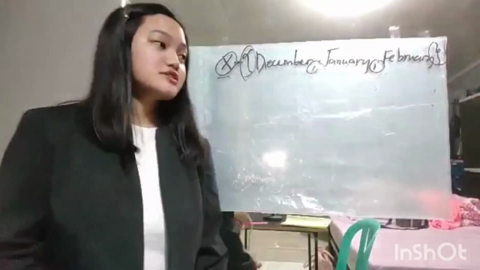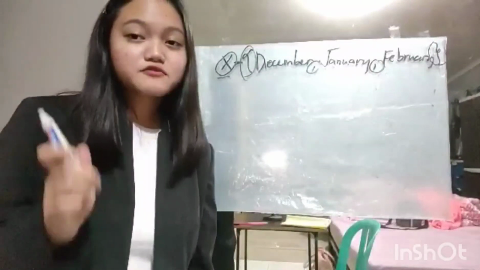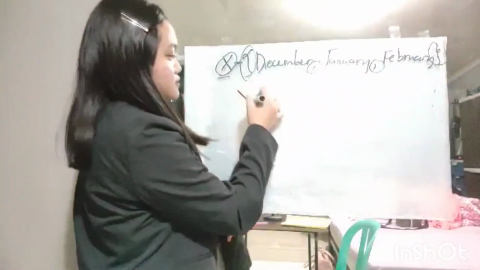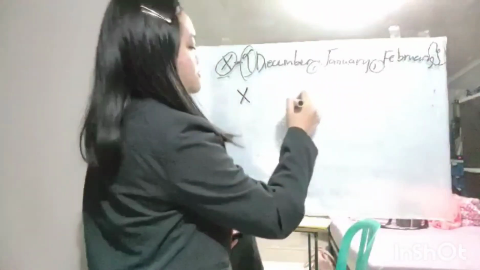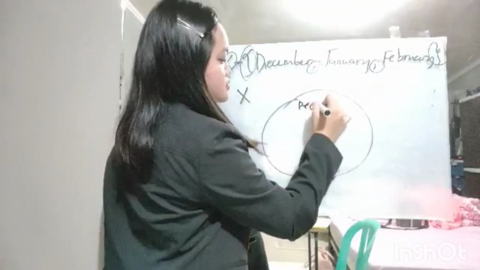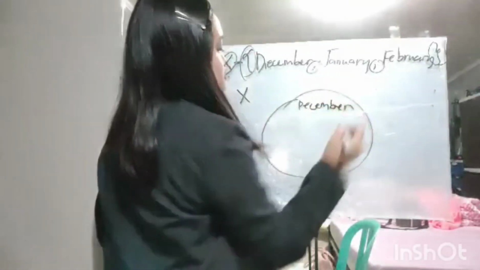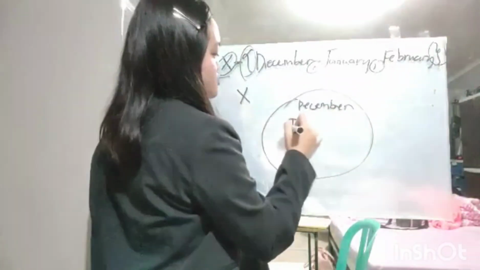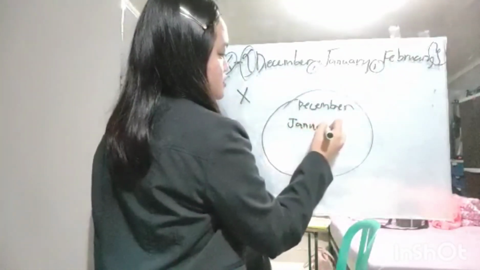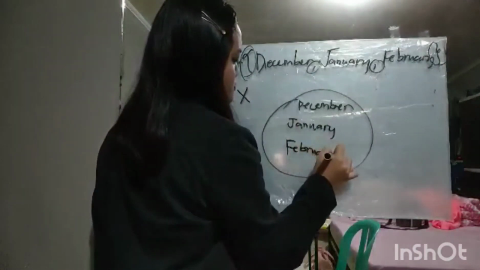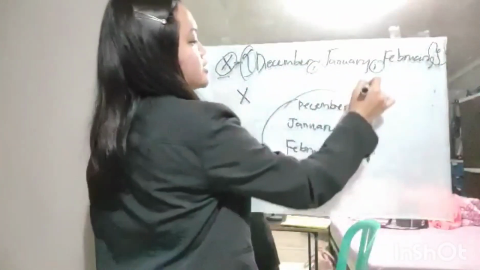And also, a set can be represented by a Venn diagram. Like this one: the name of the set, then the Venn diagram with the months of the winter season, December, January, and February. So this one is a Venn diagram.